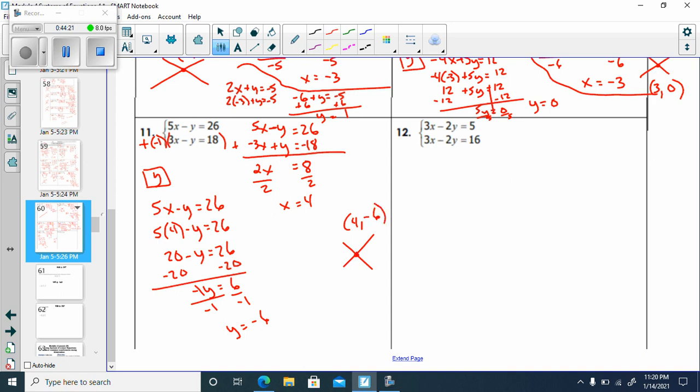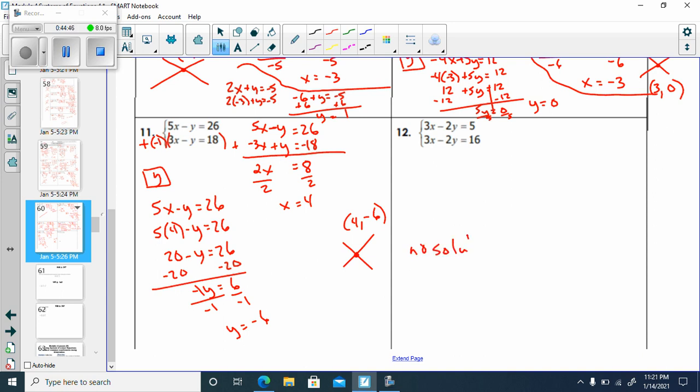So our solution would be 4, negative 6. And then let's try this one. I'm going to ask you to step back first from it and see. 3x minus 2y is equal to 5. 3x minus 2y is equal to 16. Can 3x minus 2y equal both 5 and 16? It cannot. So there is no solution.